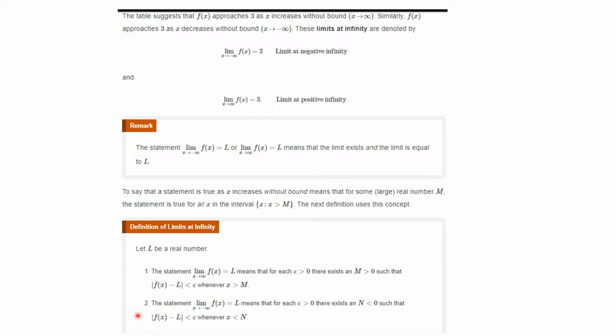And similarly, the statement the limit as x tends to minus infinity of f of x equals L means that for each epsilon greater than 0, any one you pick, there exists an n less than 0, such that whenever x is less than n, the absolute value of f of x minus L is less than epsilon. Please ponder these until you understand them.